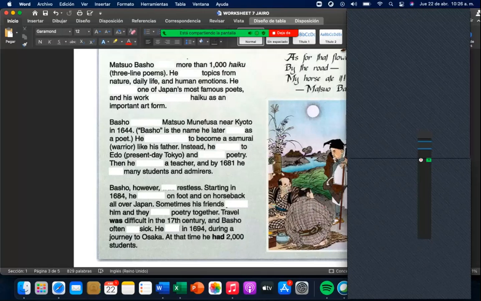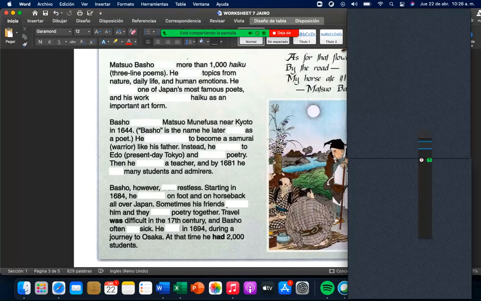So, and human emotions, he, and then there is one space here, one of Japan's most famous poets. The option here from Juliet was became. So anybody has a different option? He became one of Japan's. Became or was? He was. Okay, he was. Became, he was, okay, very good. We're going to confirm in a second. And then it says, he became or he was one of Japan's most famous poets, and his work was haiku as an important art form.